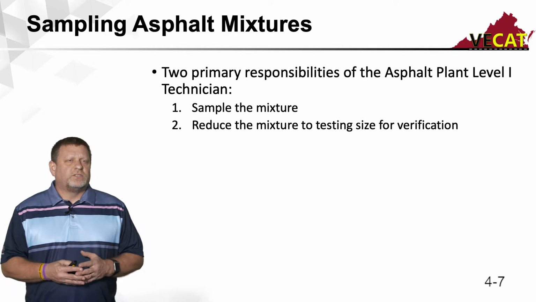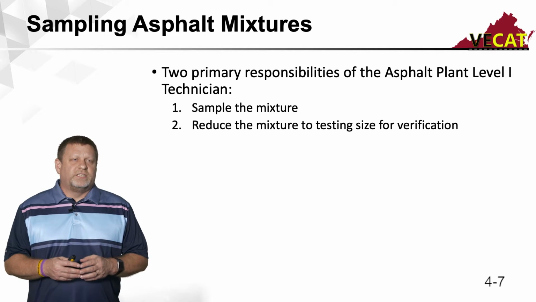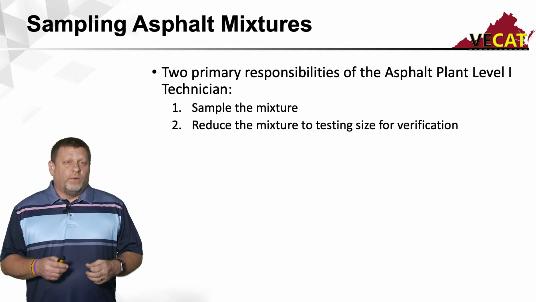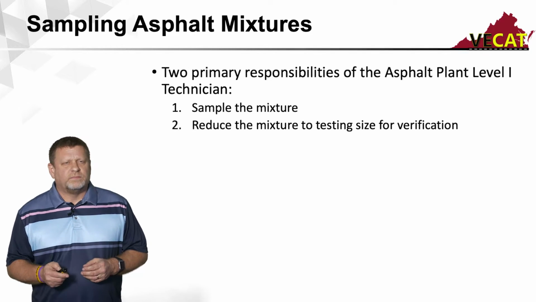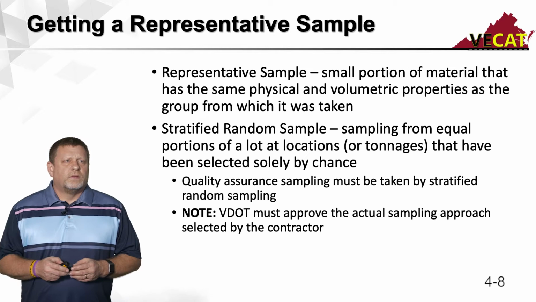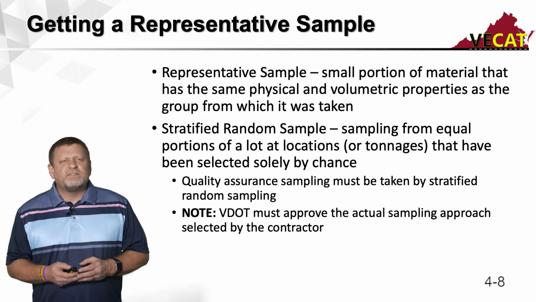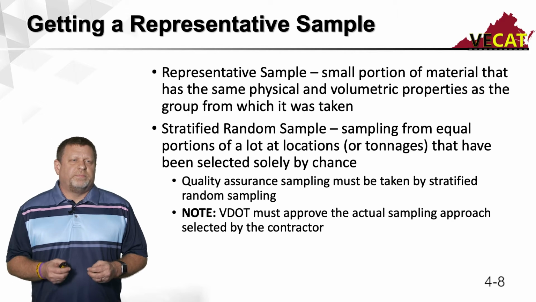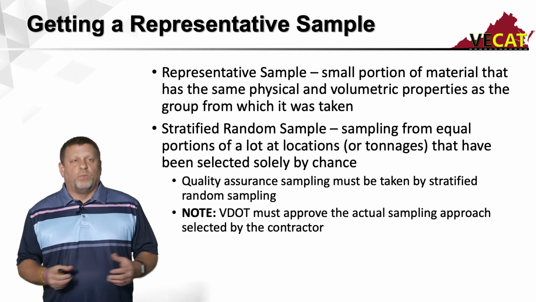Sampling asphalt mixtures are two primary responsibilities of the asphalt plant level 1 technician. One is to sample the mix. Once that's been done, you're going to reduce the mixture down to testing size, getting the representative sample. A representative sample is a small portion of material that has the same physical and volumetric properties as the group from which it was taken.